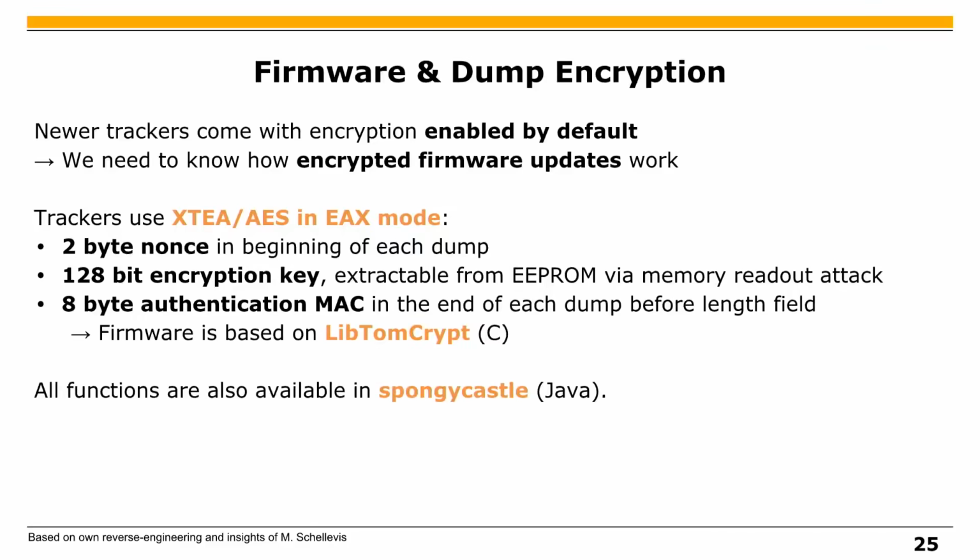So we have a 2-byte nonce in each header. We use the encryption key, and then importantly, in the end, we need to add this 8-byte authentication MAC. Everything of this is in this EAX mode. You can just use libtomcrypt and you will have it. And the encryption libraries that are used by the app, Spongy Castle or Bouncy Castle, they also have all those functions. So you don't need to think a lot. You can just use the libraries that they already use and use some other calls. Yeah. So that's it. Then you have the encrypted firmware that you can flash.